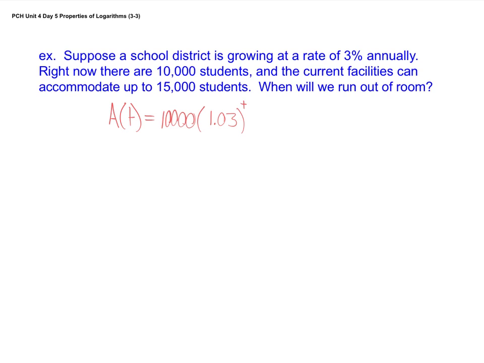Okay? This is why you have to be able to construct these models using that growth formula we looked at Monday. Now, we can accommodate up to 15,000 students. So what are we going to do with this? Less than or equal to 15,000. Okay, yeah, we could make it less than or equal to 15,000. So now we can solve. We're going to divide by 10,000, and we get 3 halves equals 1.03 to the t power.